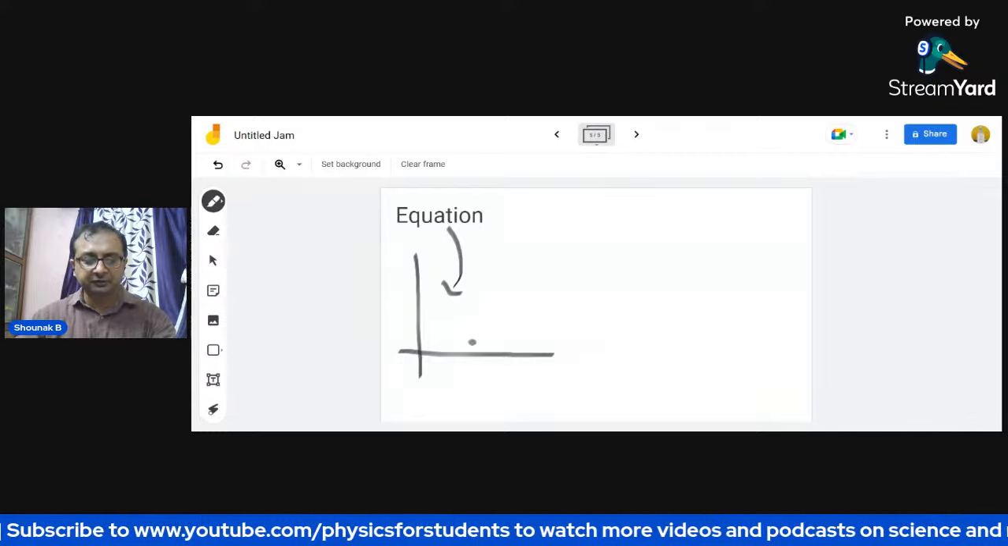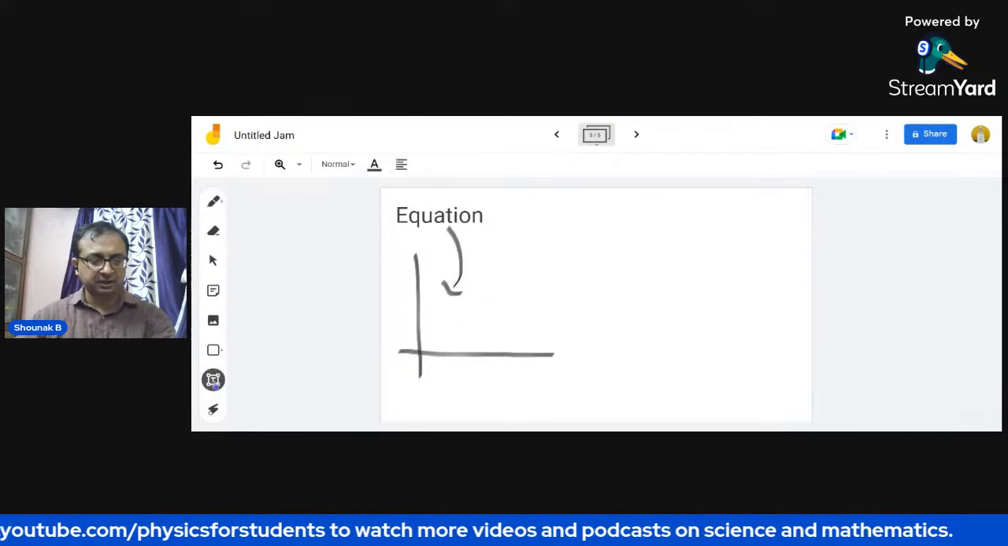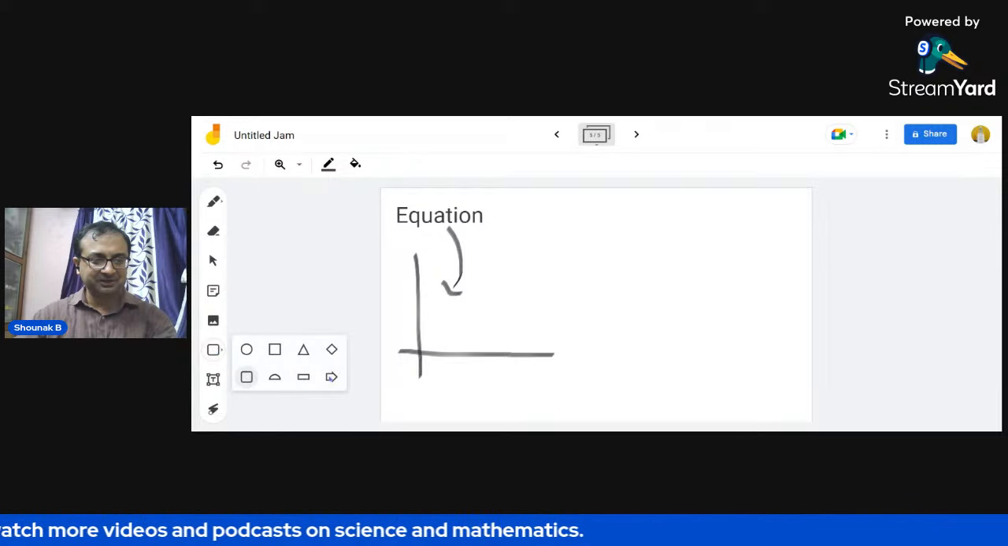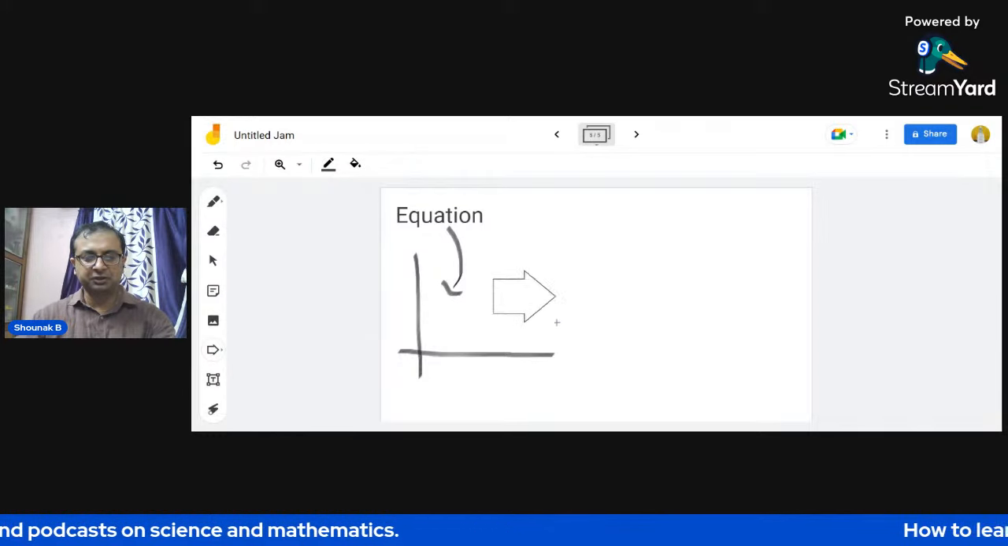Now, when we are shifting, we are making what a shift? Let me show you this shift. Is there a shift thing? I think there is one. Yeah, so here it is. We are going for a shift.